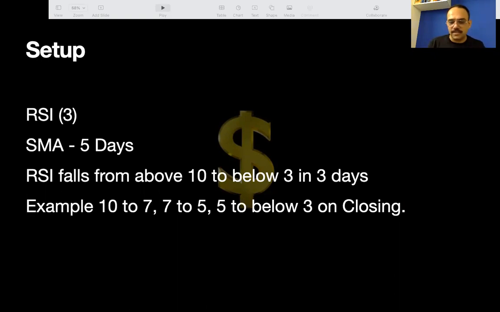Once we have this setup, I'll share with you the entry rules. You can take a snapshot. If people want to take a snapshot of this right now, they can, or they can watch the YouTube video once I upload it and take a snapshot at that time also.